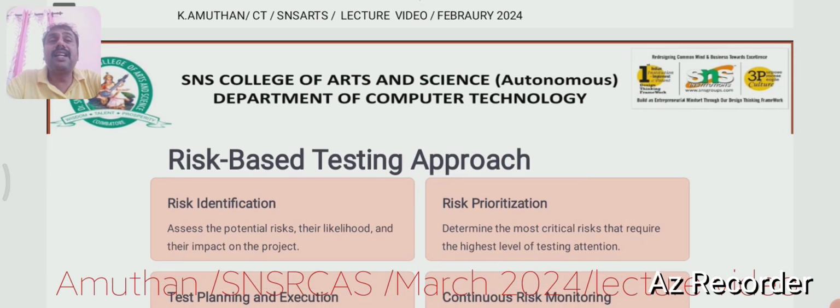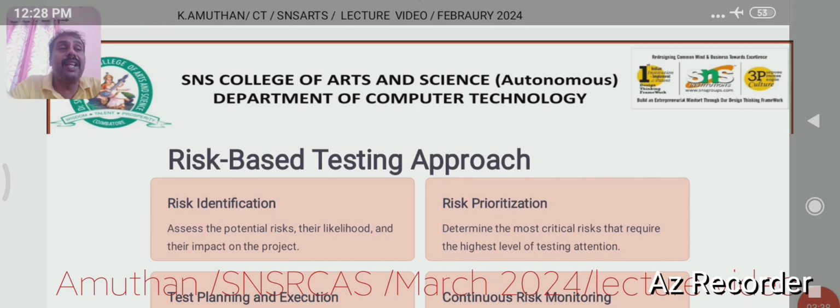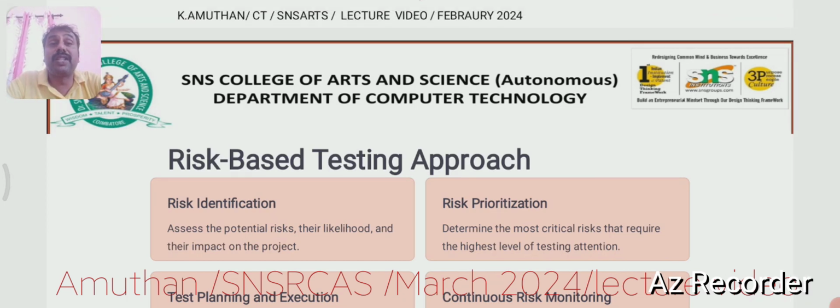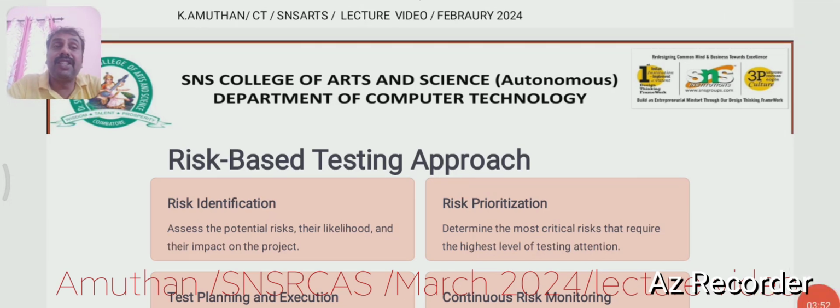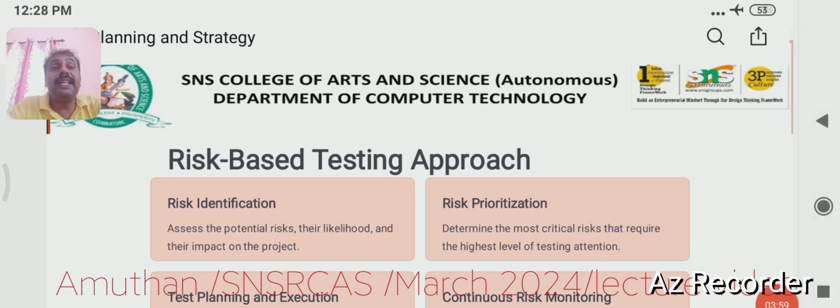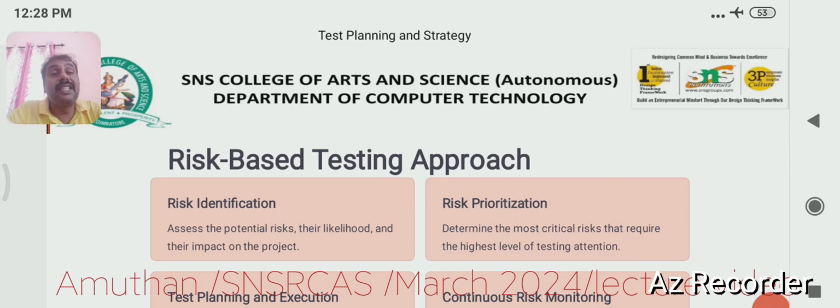So what are the risk-based approaches? There are many approaches. Another one is risk-based test approaches. First we have to do risk identification: assess the potential risks, their likelihood and their impact on the project. Next, risk prioritization: determine the most critical risks that require the highest level of test attention.